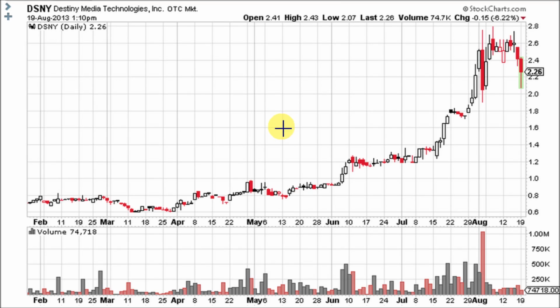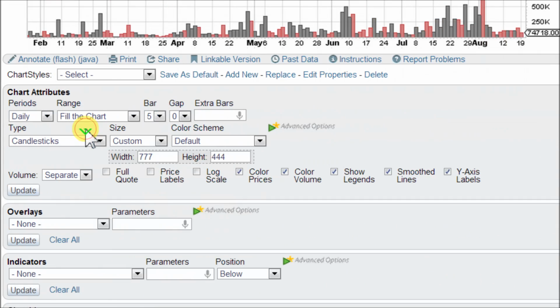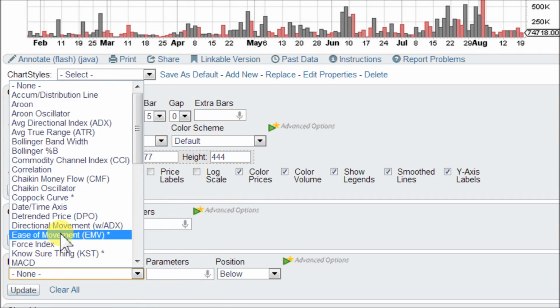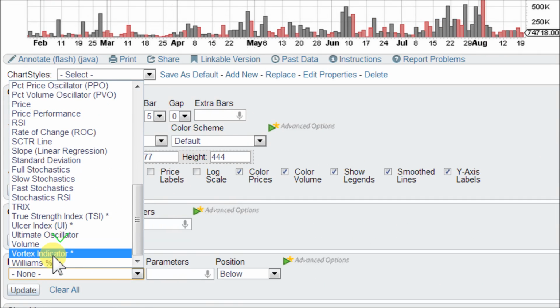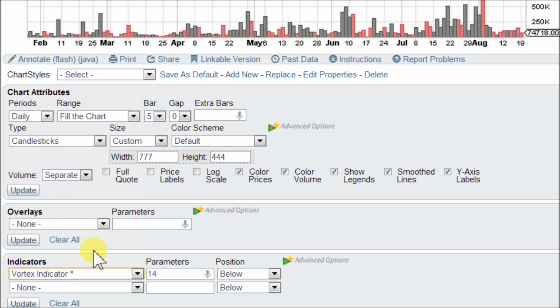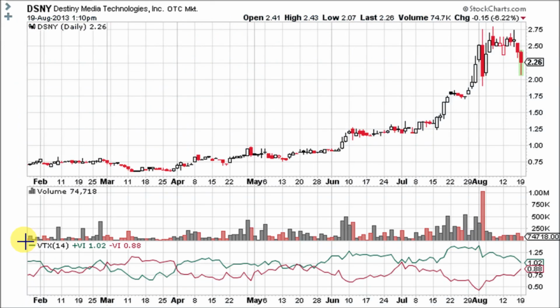Now let's go ahead and load up the VTX on this chart for DSNY here at stockcharts.com. Scroll down into the chart attributes area, and down here at the bottom click in the indicators box and scroll all the way to the bottom, and there it is, next to last, with a standard parameter of 14. Let's go ahead and click update, and here you will see the VTX 14.